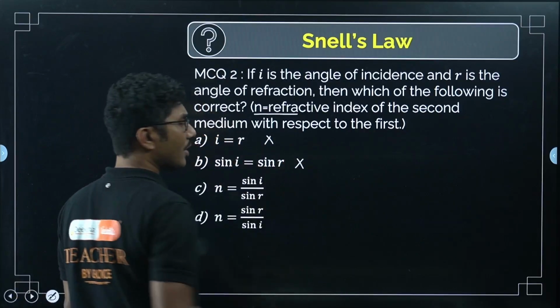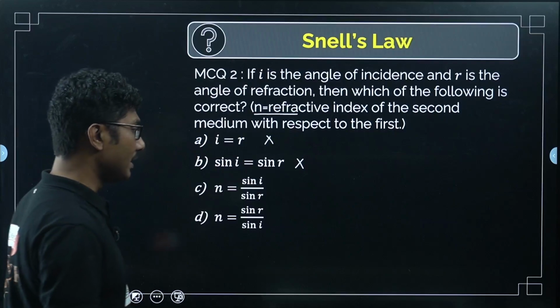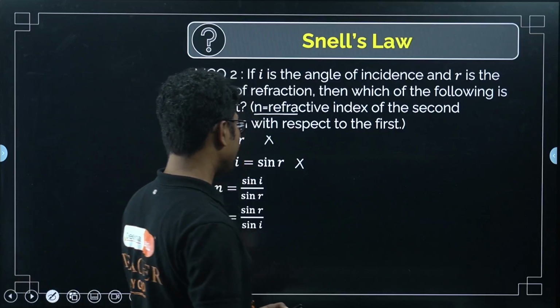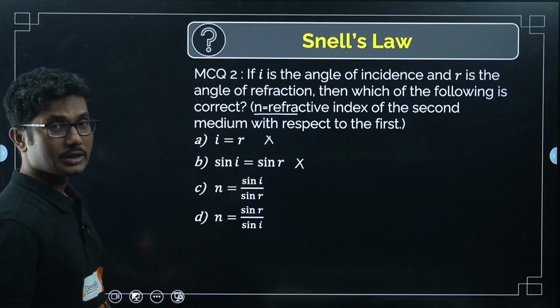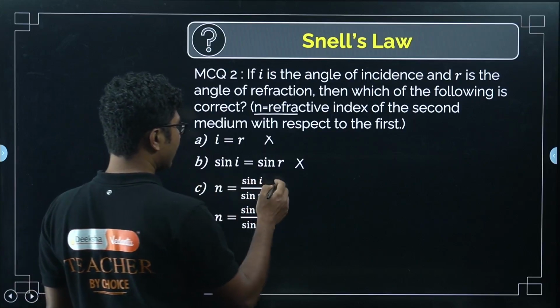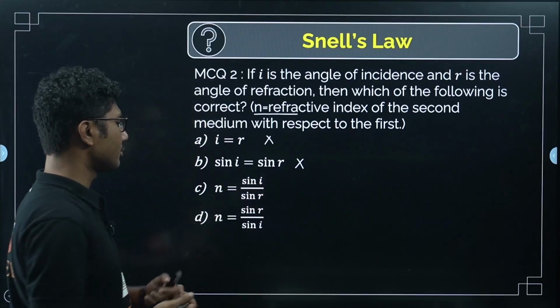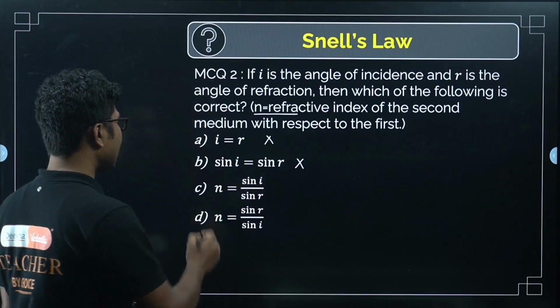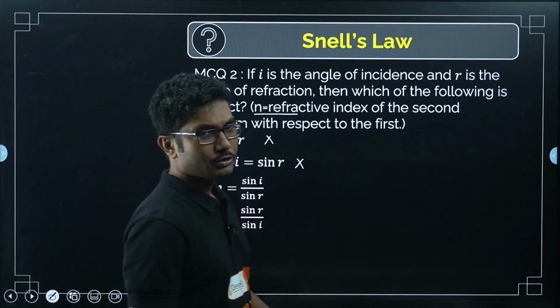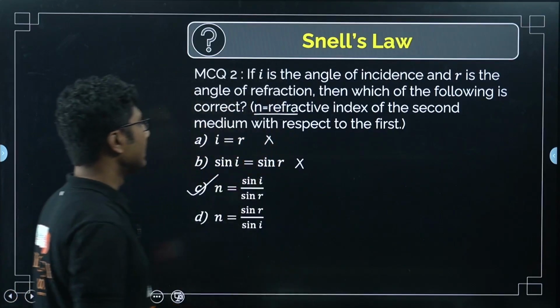Right? I hope you are already familiar with the ratio of triangles, right? Sine, cos, tan, etc. Now n equals sin i by sin r, or n equals sin r by sin i. So basically n equals sin i by sin r. So the correct option is option C. This is Snell's law.